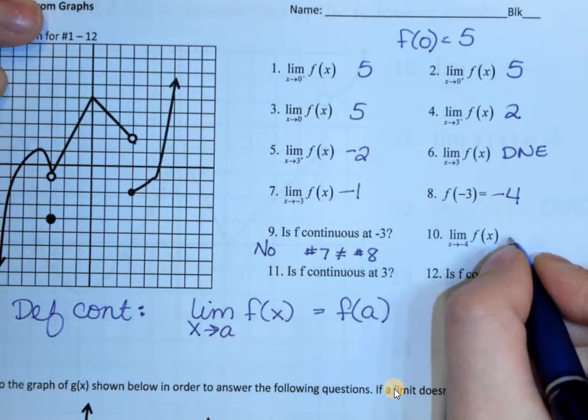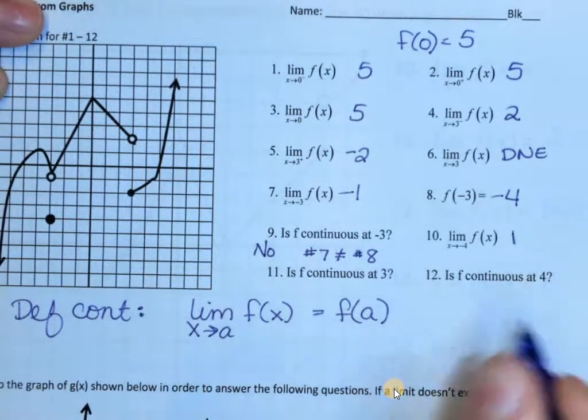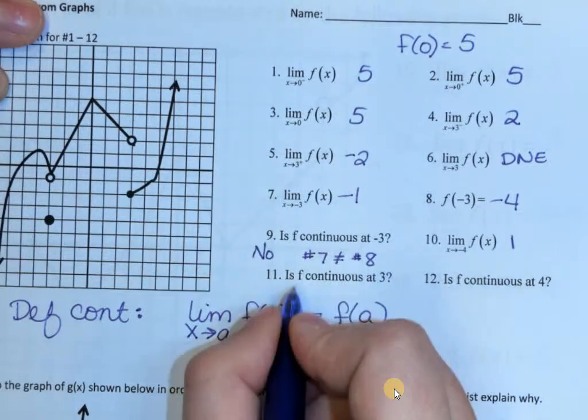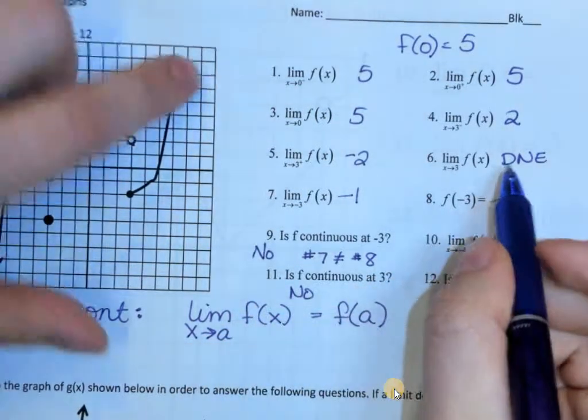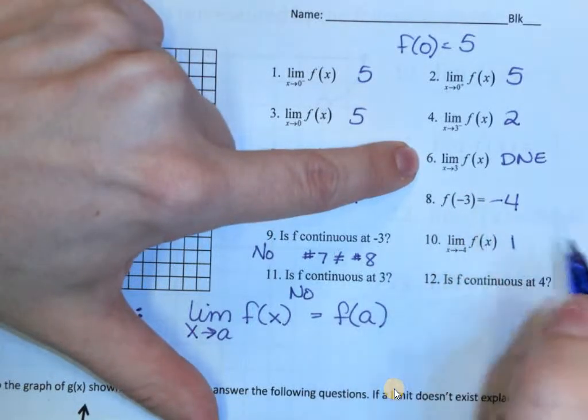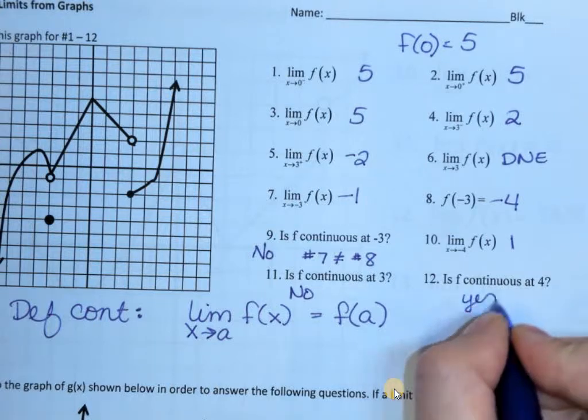What about the limit as x goes to -4? 1. We already talked about 3. Is f continuous at 3? No. And again, it's because that overall limit does not exist. Is f continuous at 4? Yes. Good.